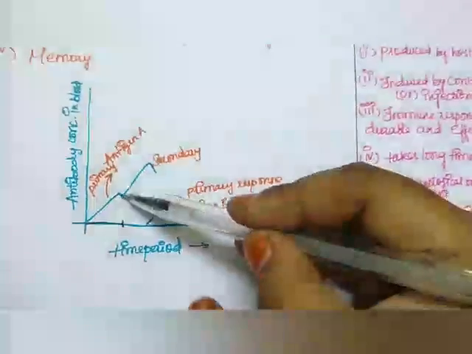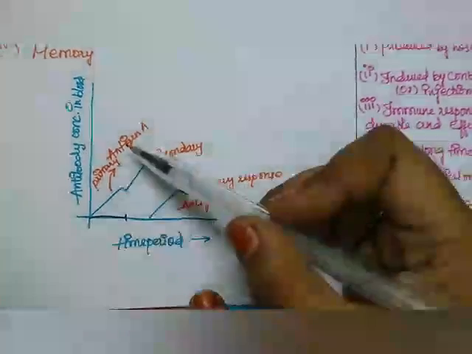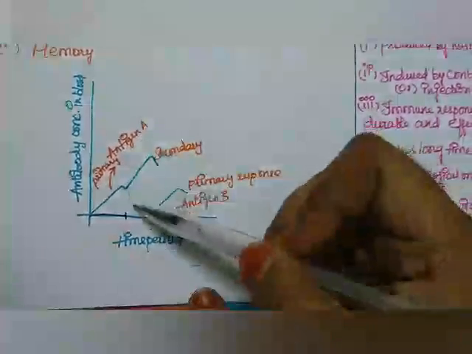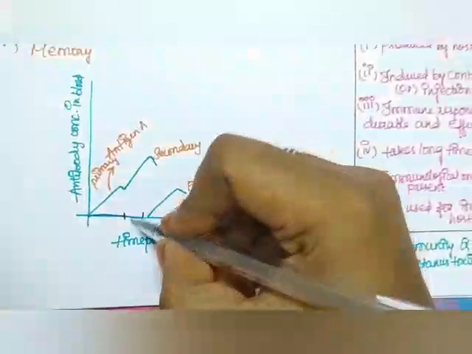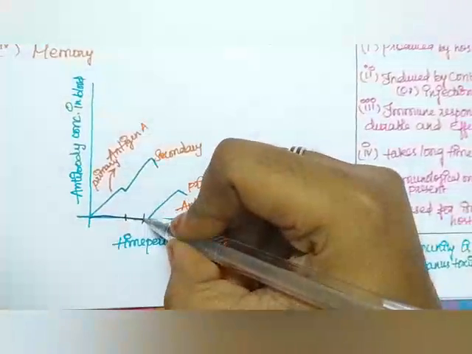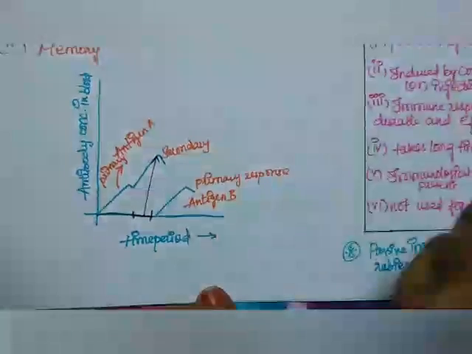Longer time period, and it produces a very slight, very less intense response. While when the same antigen enters our body for the second time, the time period is very less, and it produces a very high intense response.